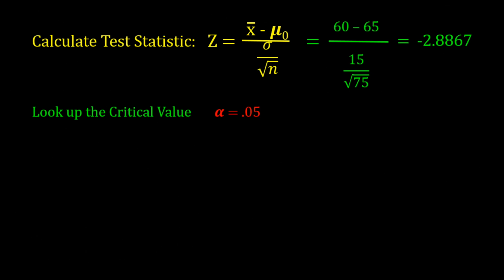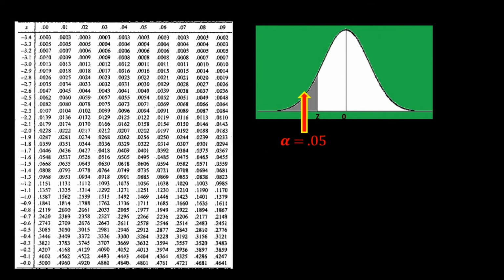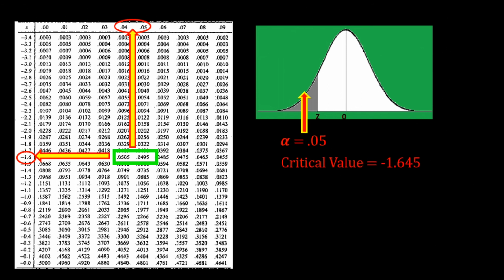Now let's look up our critical value in the z-table. Looking in the center of the table for 0.05, we see two values that are close to that, 0.0505 and 0.0495. 0.05 would be right in the middle of those two numbers. Now looking to the left, we see negative 1.6, and looking up, we see that 0.05 would be halfway between 0.04 and 0.05. So we get a critical value of negative 1.645. That is the value we're going to use as a cutoff point to compare our test statistic. That is our critical value.